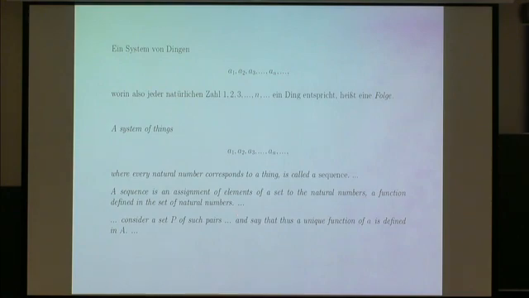But then he goes further, explaining the possibility of set theoretic formalization of this. He, in another place, says, consider a set P of such pairs, that is pairs which satisfy a certain functionality, and say that thus a unique function of A is defined in capital A. Yeah, so a function of A, this should now be the argument, is defined lying in some argument set, capital A.